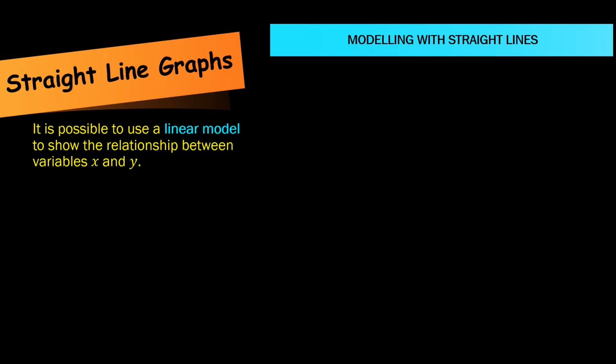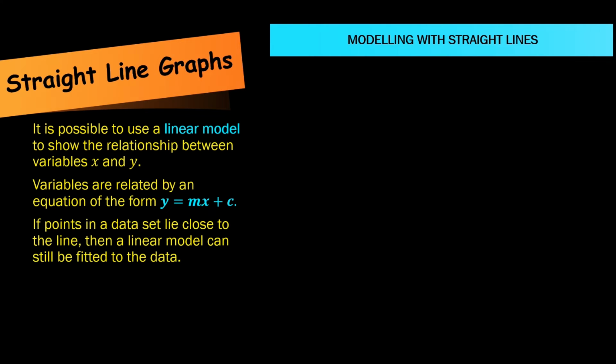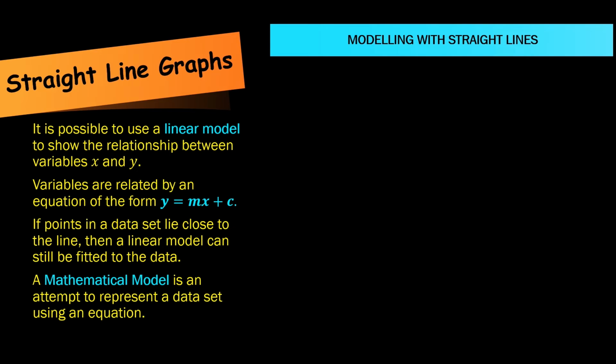It is possible to use a linear model to show the relationship between variables x and y. Variables are related by an equation of the form y equals mx plus c. If points in a dataset lie close to the line, then a linear model can still be fitted to the data. A mathematical model is an attempt to represent a dataset using an equation.